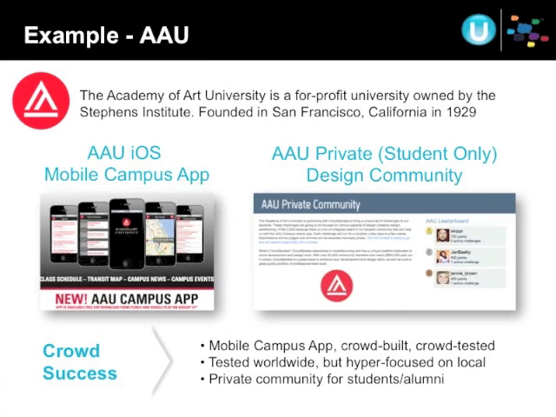Another example is the Academy of Art University, which is a for-profit university in San Francisco. We do a bunch of work with them with Cloudspokes around a private community for them. We also built a mobile campus app to allow their students to track buses and schedules and move across the city of San Francisco to their different campus locations.